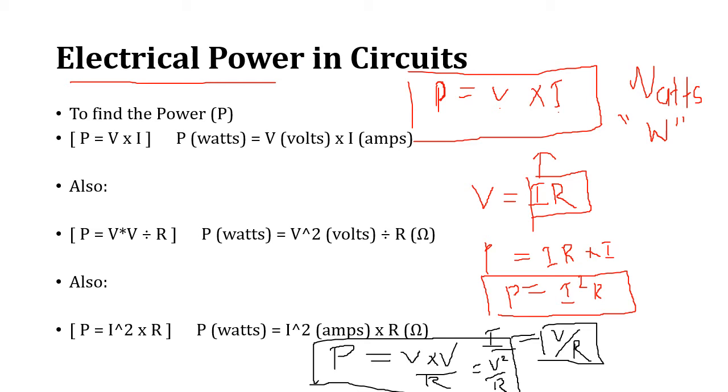So here there are three relationships. First one is P is equal to V into I. Another one is P is equal to V squared by R. Third one is P is equal to I squared R. The unit of the power is watts.